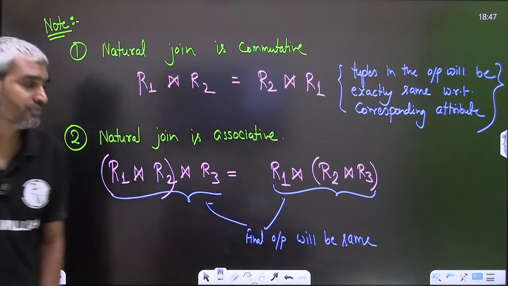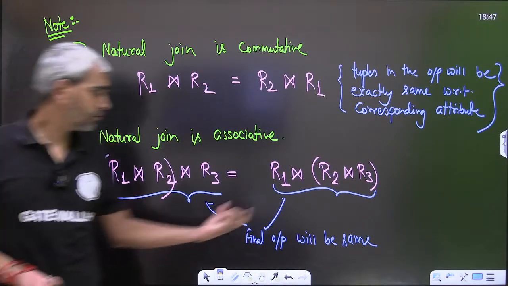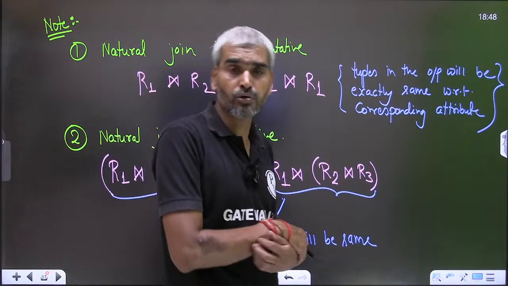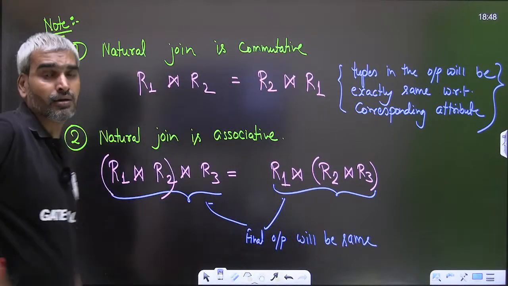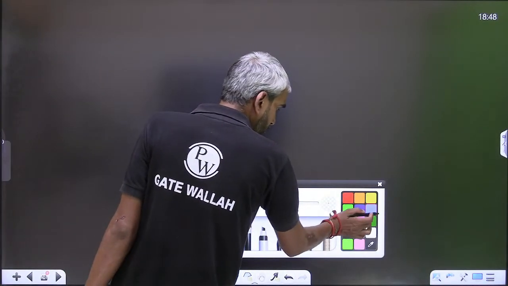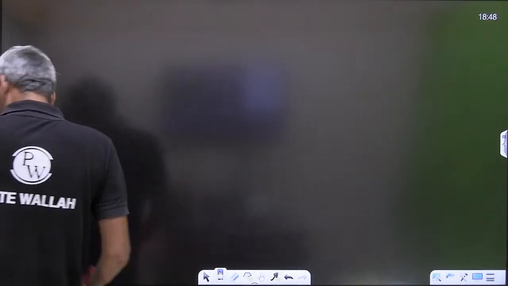At intermediate level, this thing may create some problem, or this thing may create some problem, but the final result will be exactly same no matter in what order you perform the join operation. Now, let me also explain one more important fact with respect to lossless join decomposition.